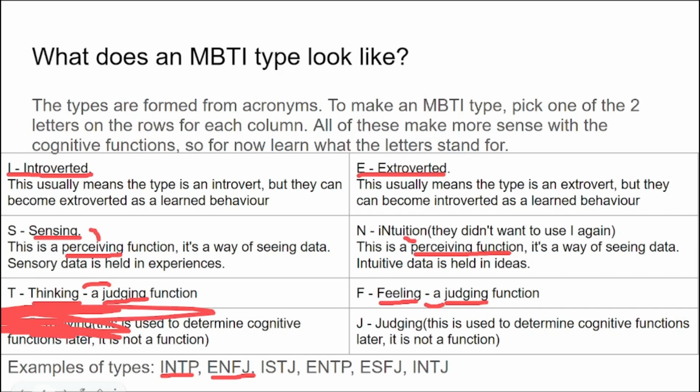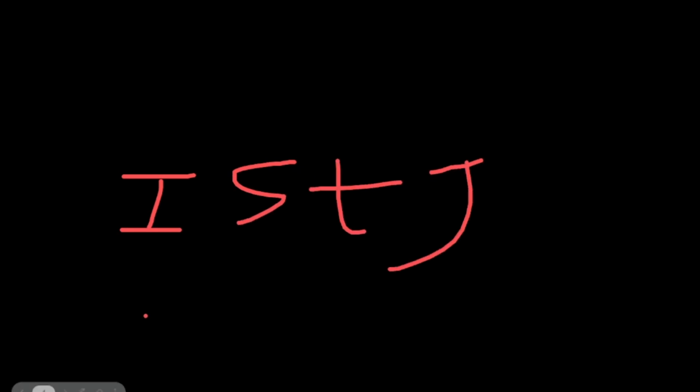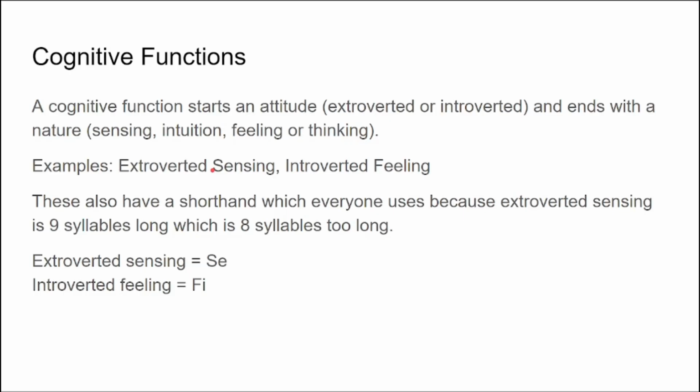Wait, hang on, I already did this. I don't need to do that again. I already made a slide for this. Okay, so what about ISTJ? What does that stand for? Introverted, sensing, thinking, and judging. Yes. Okay, do you think you'll remember those words because they're really important? Yeah. Okay. So next, the cognitive functions.